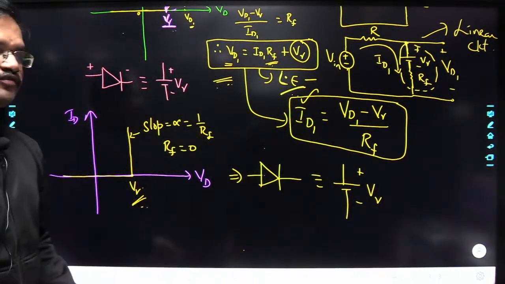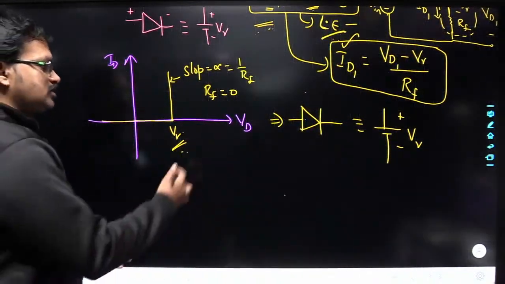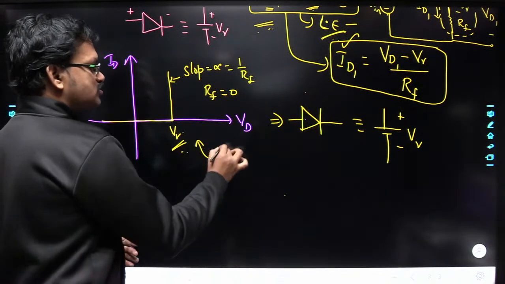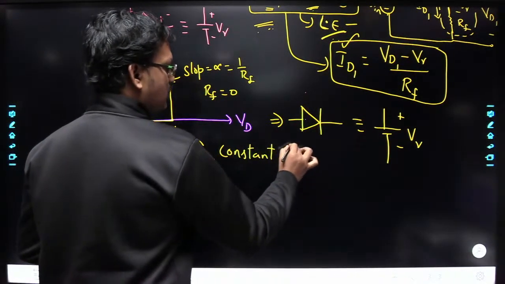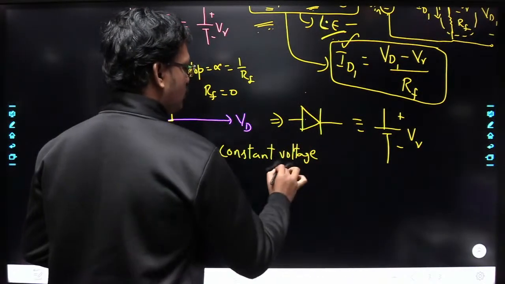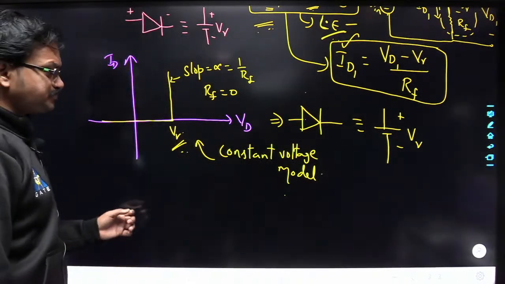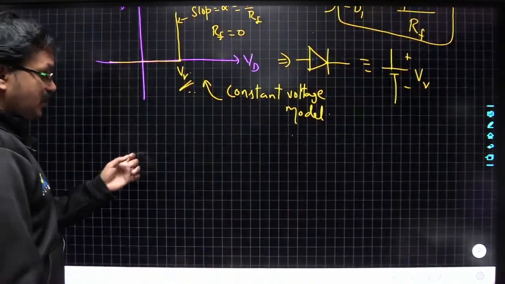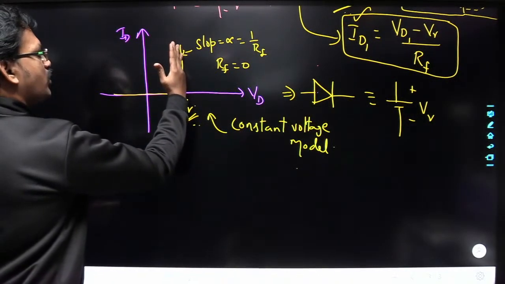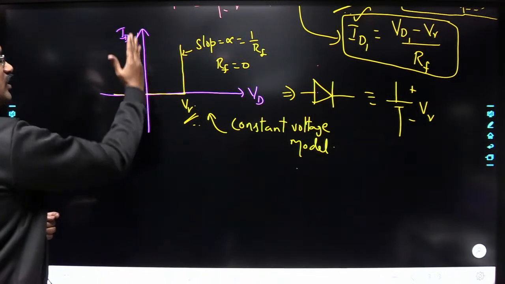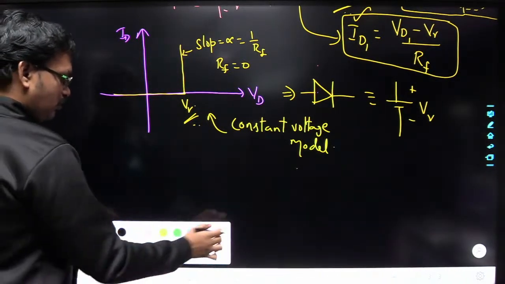Here RF is equal to 0. So this is another approximate model, called the constant voltage model. Next, suppose I move this line towards the left and keep it exactly on ID, then what are you going to get, tell me?